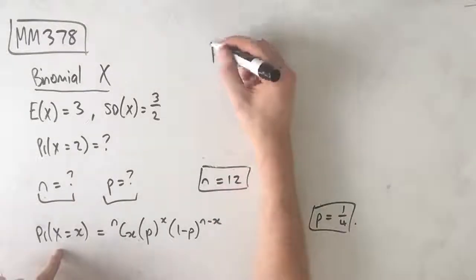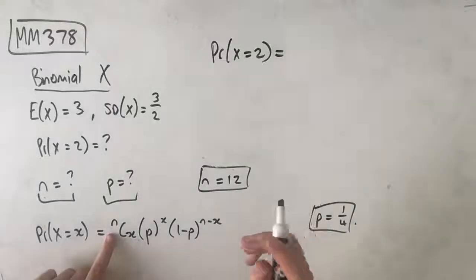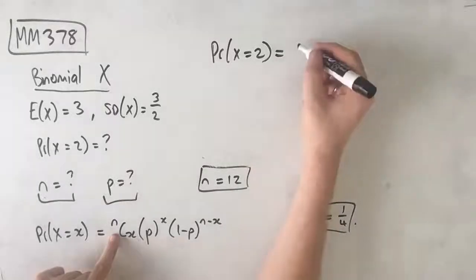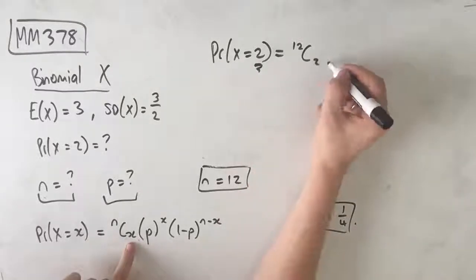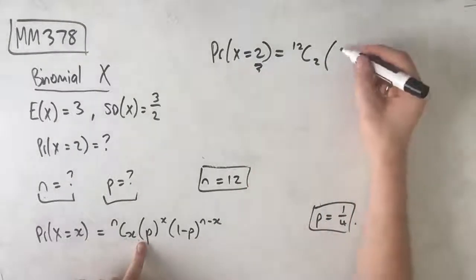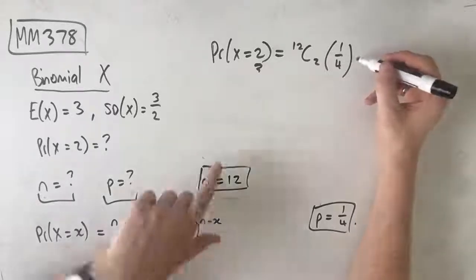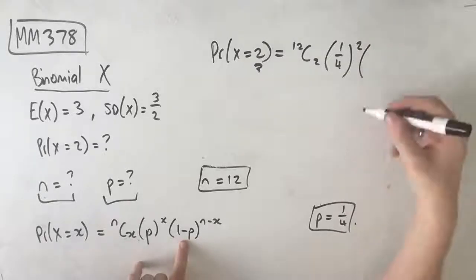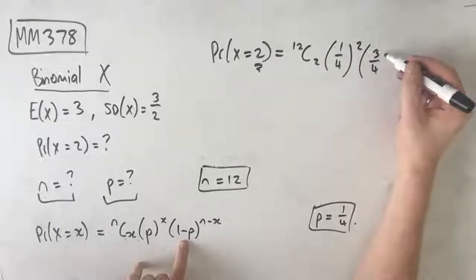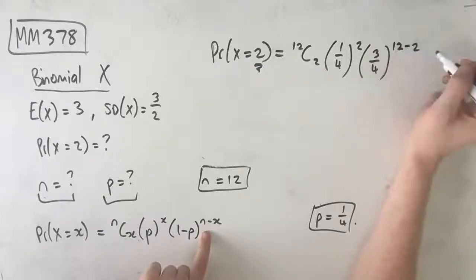So we're looking for the probability that X is equal to 2, which means that our n value is 12, so we have 12C2, where 2 is our x value, times p, which is 1 on 4, to the power of x, which is 2, times 1 minus p, so 1 minus a quarter is 3/4, to the power of n minus x, so 12 minus 2.